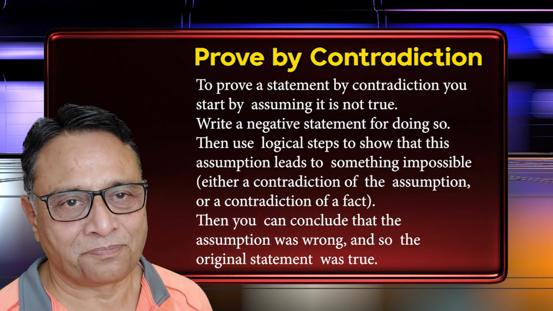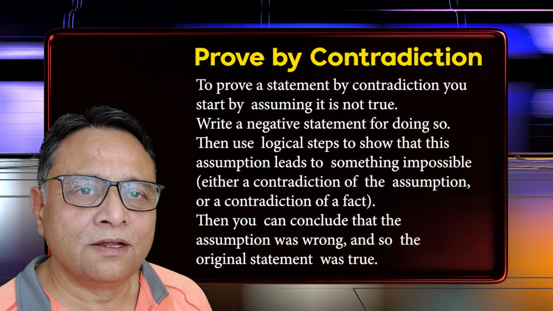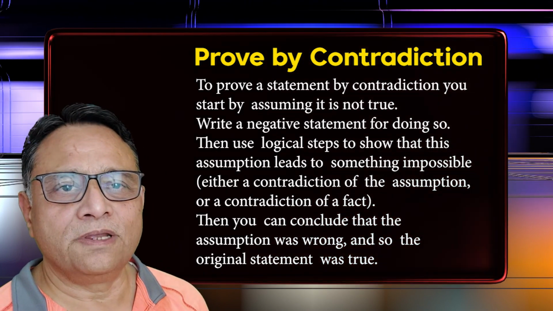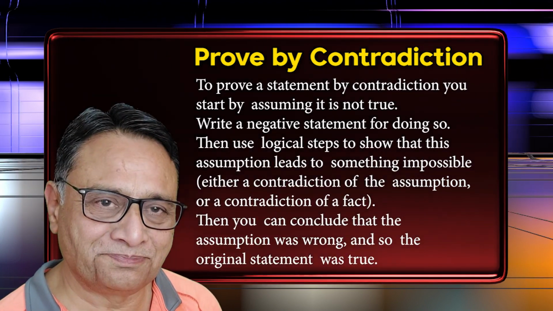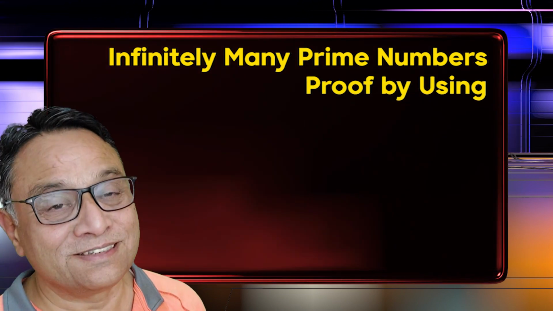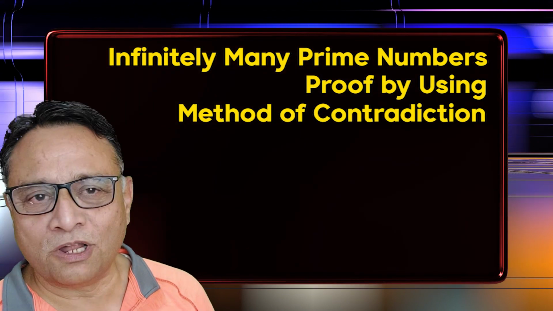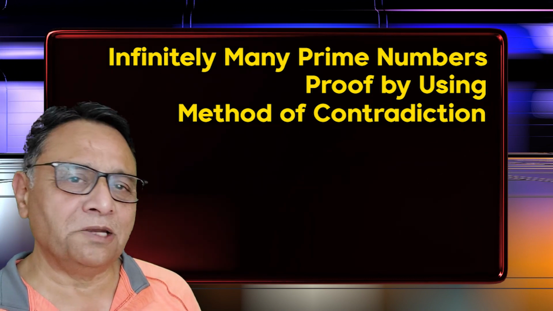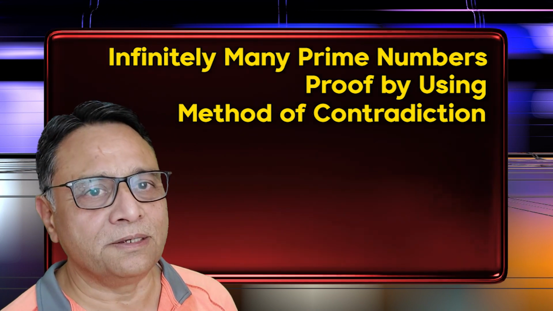In this video, we'll discuss a very interesting topic, and that is to prove statements using the method of contradiction. The example which I have taken is to prove that we have infinitely many prime numbers. Well, we have infinitely many prime numbers, but now, how do we prove it? First thing first, the statement is correct, and therefore, the method of contradiction can be applied.